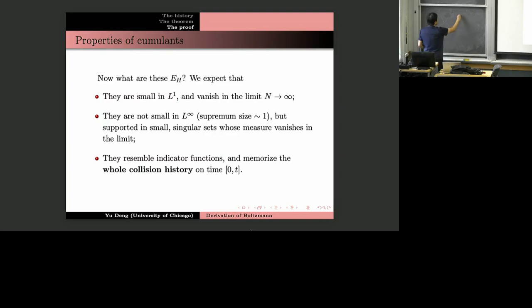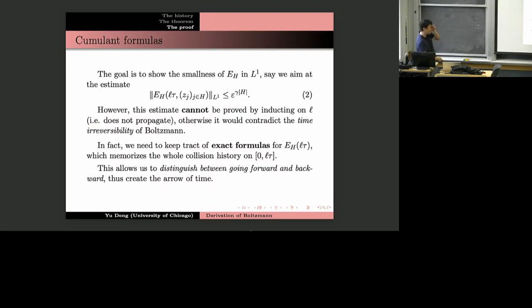So it turns out that this E_s is the indicator function of two particles, or whatever number of particles, connected by collisions in the past. So it's not small in L infinity, but it's small in L1 in the sense that the set of support has small measure. In fact, the set of support is precisely the important thing we're going to analyze in our proof. This set of support memorizes the whole collision history, because two particles belong to this set if they have collisions in the past. So we expect these cumulants to be small in L1. As I said, these sets have small measure. One key thing is that we cannot prove it directly by induction, because we're going to do an induction argument, going from one layer to the next.